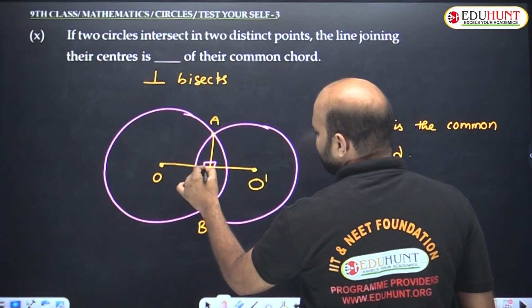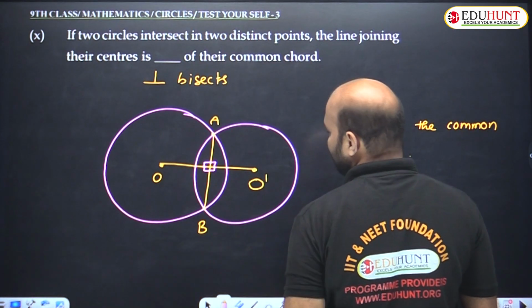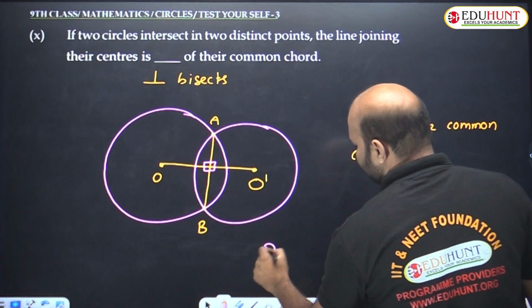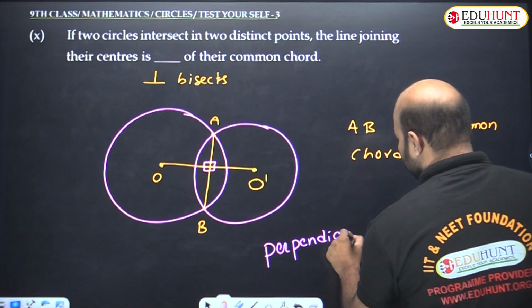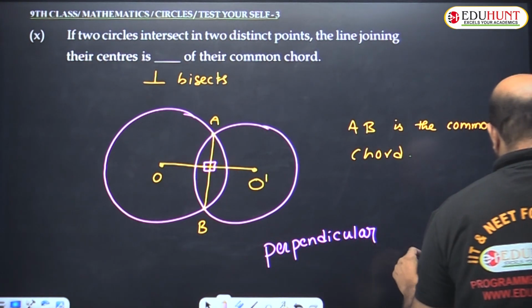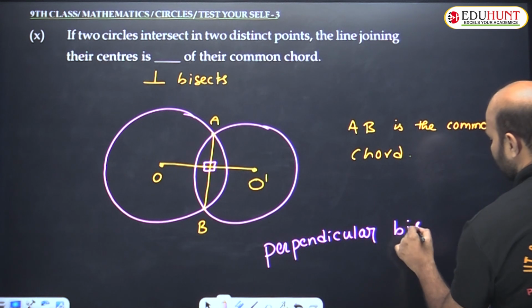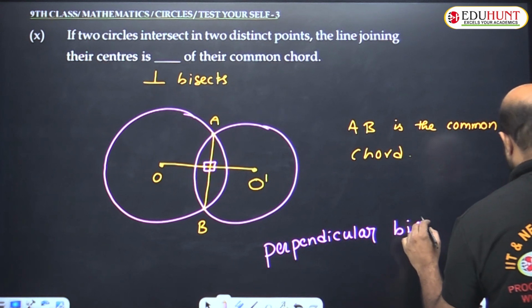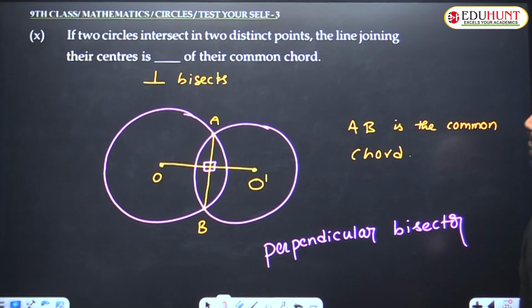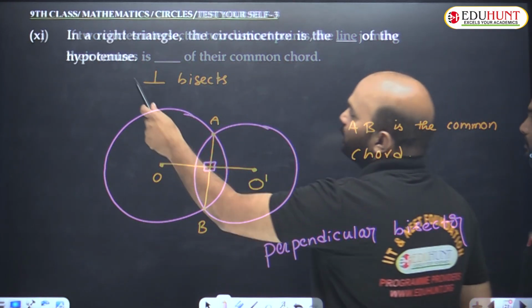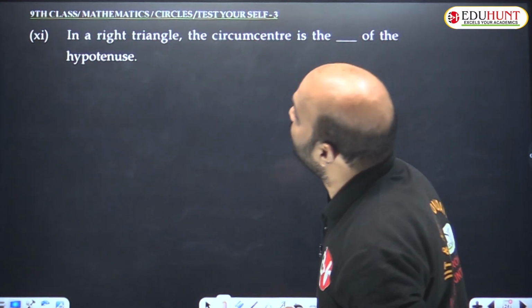This perpendicular bisect means here it forms 90 degrees. It is also 90, it is also 90, it is also 90. Am I clear? So then the answer is perpendicular bisects. This is the required answer. Am I clear?